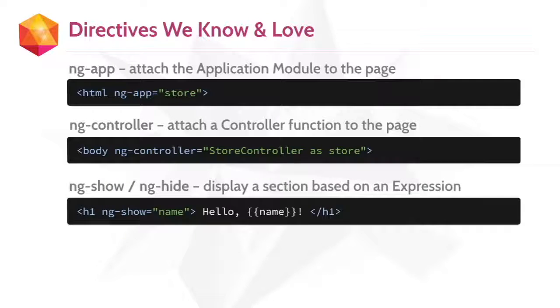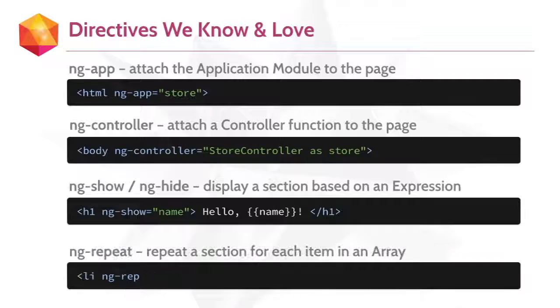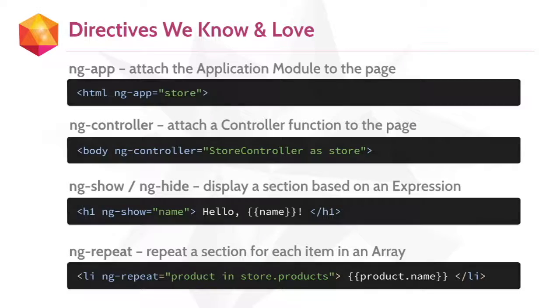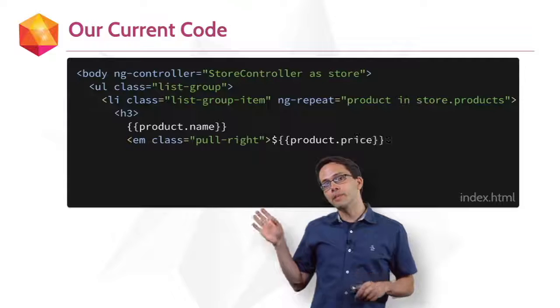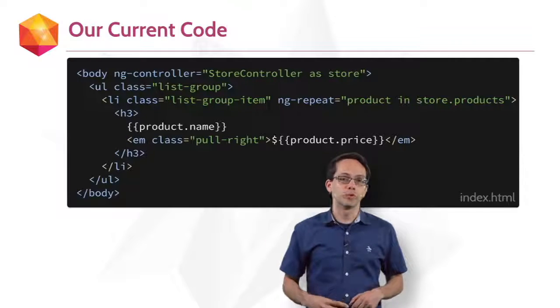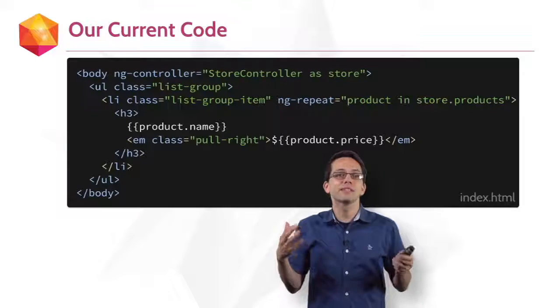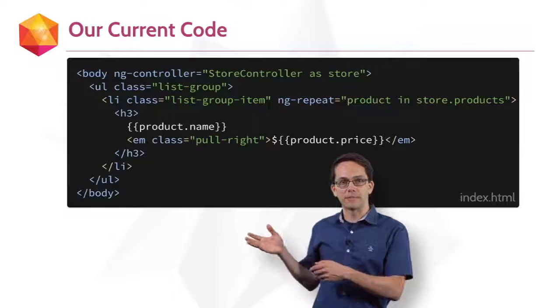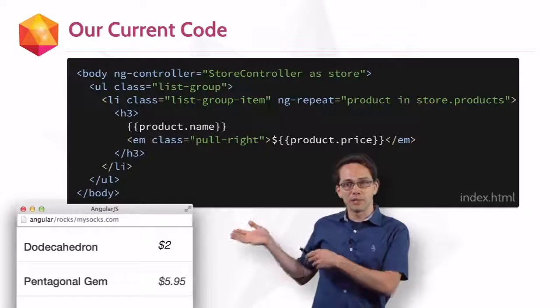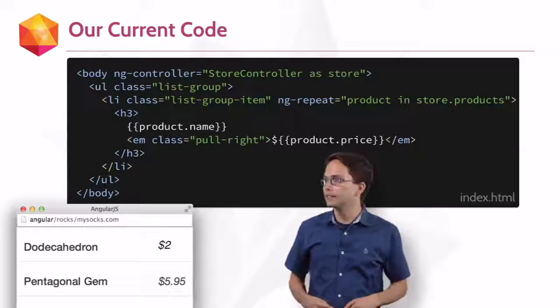We have ngShow and ngHide to display or hide a section based on an expression. And we have ngRepeat, to repeat a section for each item in an array. Now jumping back into our current example, we've prettied up some of our code to use some Twitter Bootstrap elements, but we're still doing the same thing, iterating through each of our products and printing it out to the screen. If we were to call this up in a browser, it might look something like this.